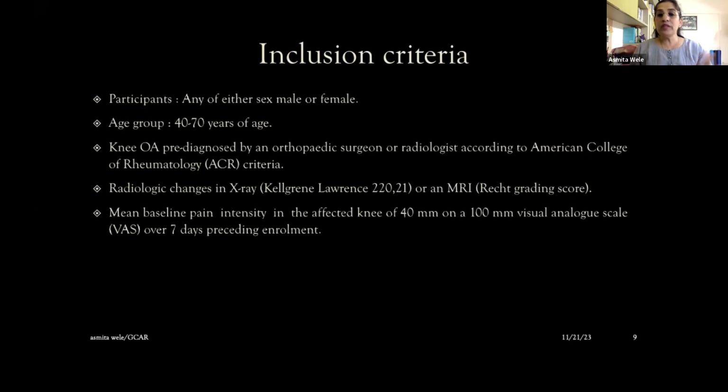There is a particular criteria, and this test is done only for recruitment. It has nothing to do with the assessment scales. Radiologic changes in X-ray or an MRI. So both the gradings are listed. Mean baseline pain intensity in the affected knee of 40 mm on a 100 mm visual analog scale. For the visual analog scale also, they have not used pictures or smileys. They have used the very typical 40 mm to 100 mm visual analog scale over the 7 days preceding enrollment. Before the enrollment, the person must have had pain for at least 7 days. Only those people were enrolled into the study.